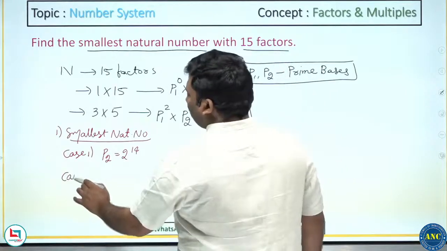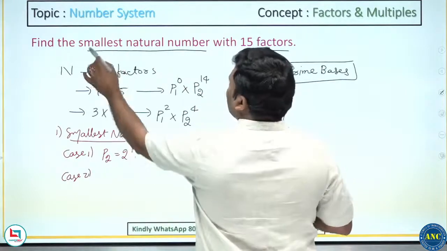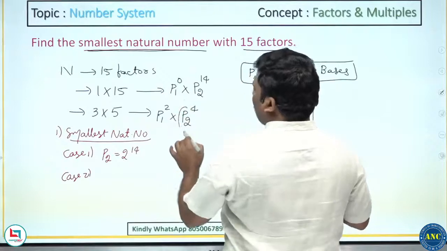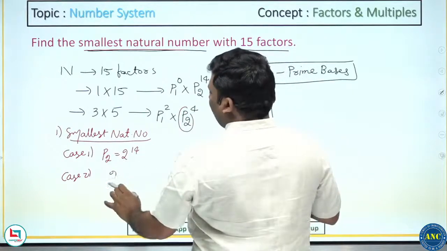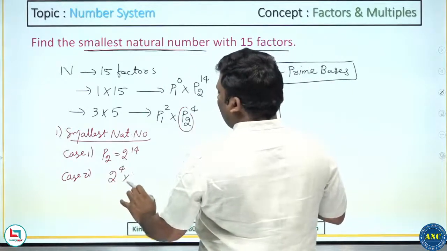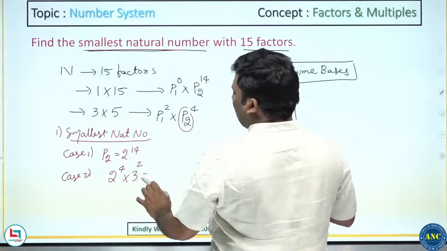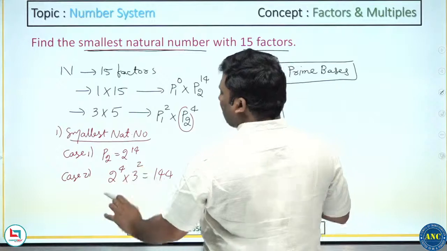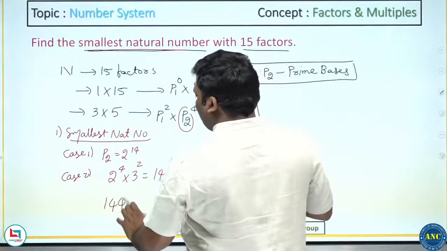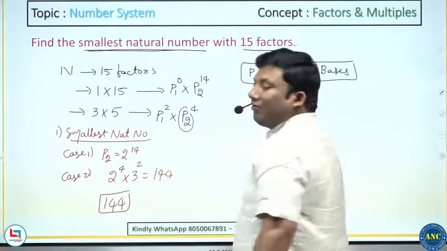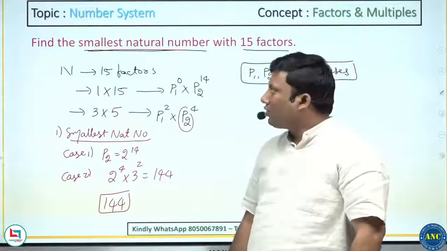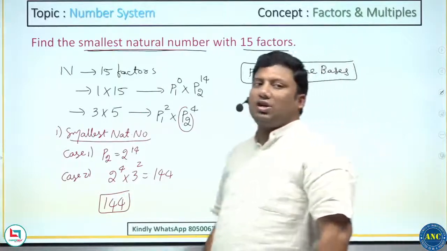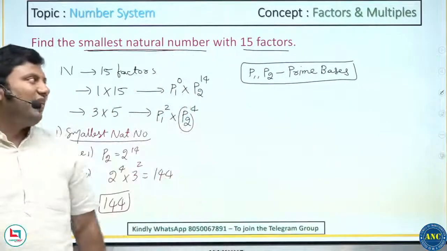Case number 2. I want the smallest natural number. So for the highest power, I will give the lowest prime. The next prime number is 3 squared. So 16 into 9 is 144. What is the smallest among these two? The smallest among these two is 144. Very, very good question.